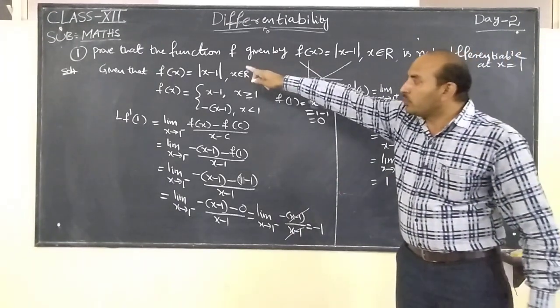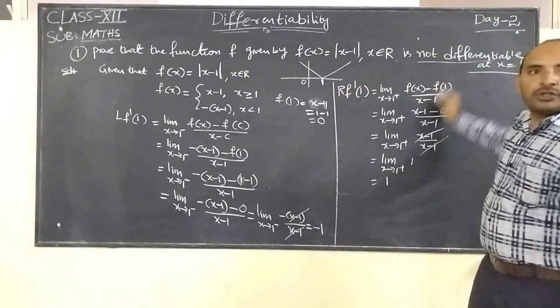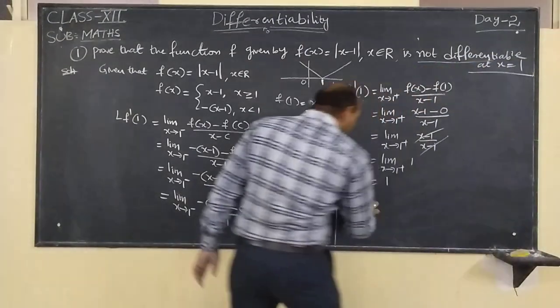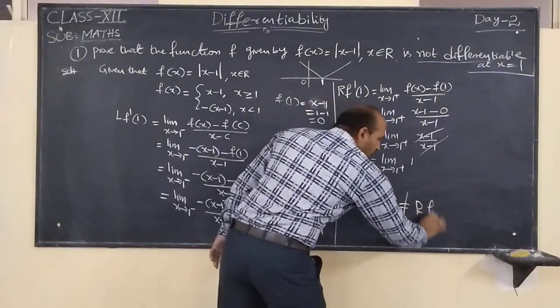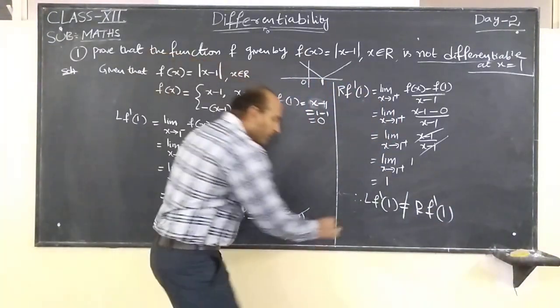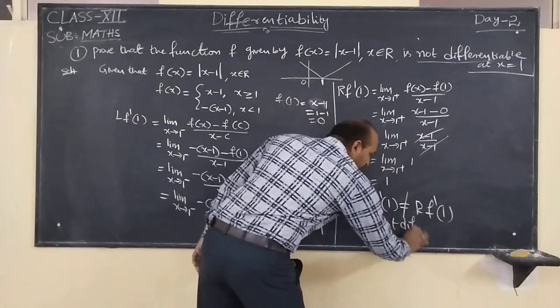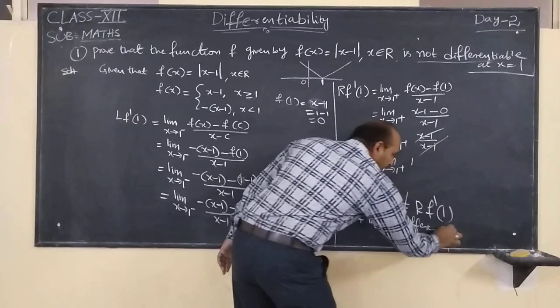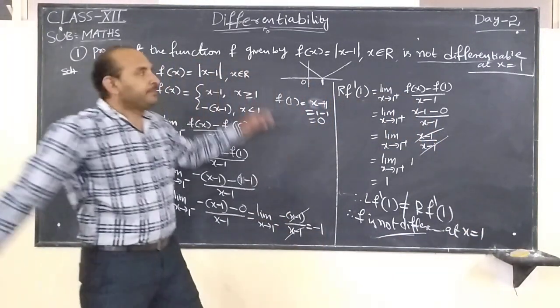What we have to prove? Prove that the function is not differentiable at x is equal to 1. So these values are not equal. Therefore, left derivative value is not equal to right derivative value at the point 1. Therefore, clearly f is not differentiable at x equal to 1.